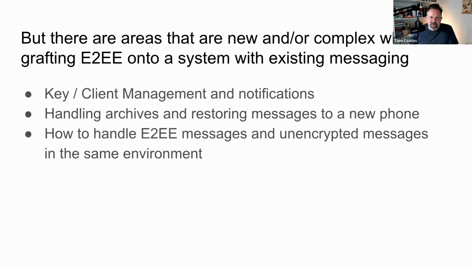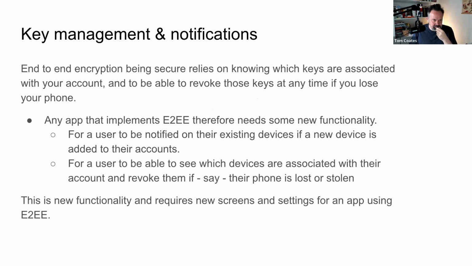I brought them up earlier in the conversation. They were things that cropped up a lot during this process, and they are key and client management and notifications around that, handling archives and how to restore messages to a new phone or a new device of any kind, and how to handle end-to-end encrypted messages and unencrypted messages being in the same environment. So if we can now go for the next one.